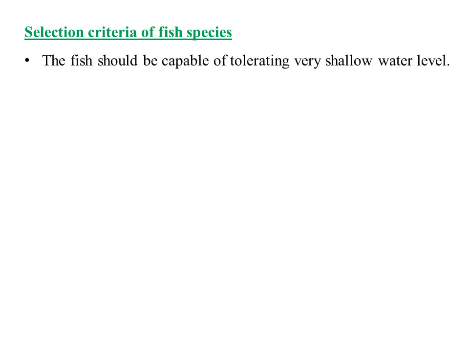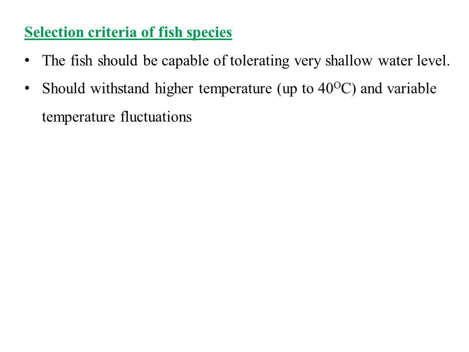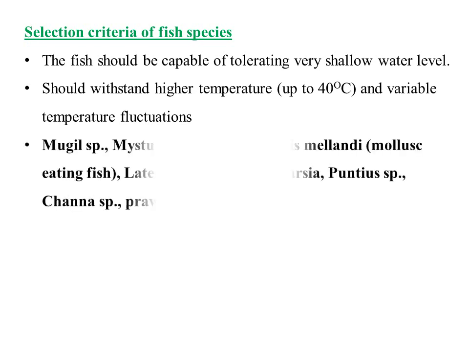The selection criteria for the fish species are: the fish should be capable of tolerating very shallow water, because in a rice field only up to 30 centimeters of water will be there. So the fish must be adapted to live in shallow water, and they should withstand high water temperature, even up to 40 degrees Celsius, and variable fluctuation in the temperature must also be tolerated by these fishes.